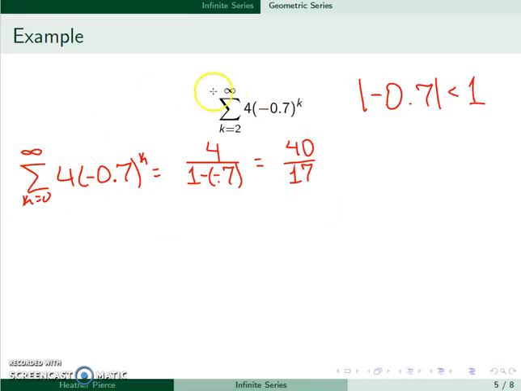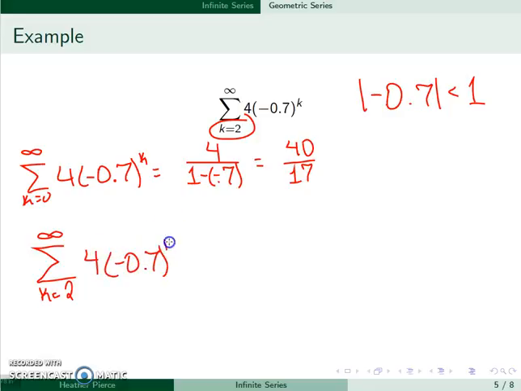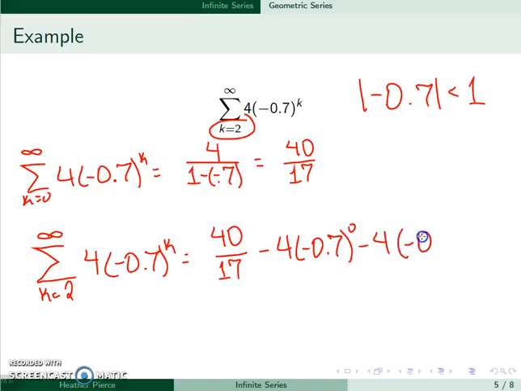However, you'll notice this is not the series, because this one in particular started with k equal to 2. This one starts with k equal to 0. So if I want the one that actually starts at 2, I'm going to have to modify this slightly. In particular, I'll take the series that starts at 0, and then I'll subtract out the 0 case, since we don't want to include that. And I'll also subtract out the 1 case, since we don't want to include that either. And now we're actually starting at 2.